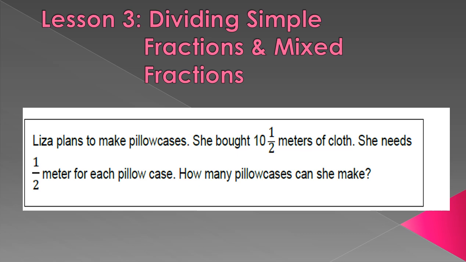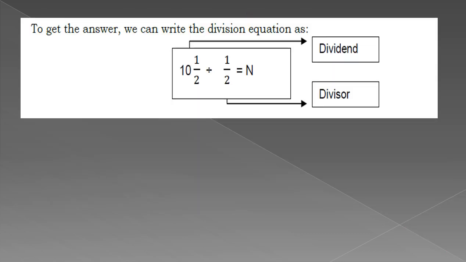Okay, now in lesson 3, dividing simple fractions and mixed fractions. For example, in this problem, Lisa plans to make pillowcases. She bought 10.5 meters of cloth. She needs 1.5 meter for each pillowcase. How many pillowcases can she make? So 10 and 1/2 divided by 1/2 is equals to n. Always remember that 10 and 1/2 is the dividend and 1/2 is the divisor.